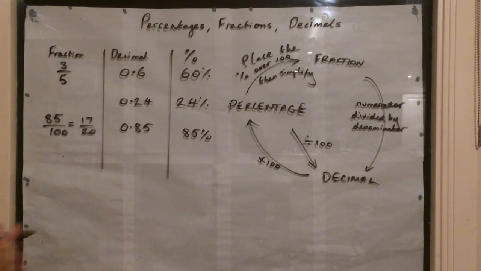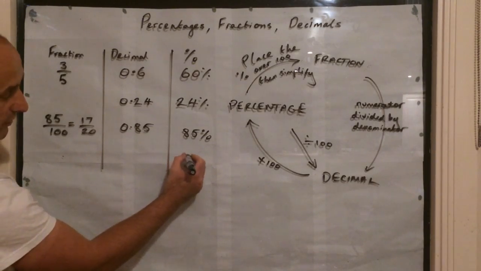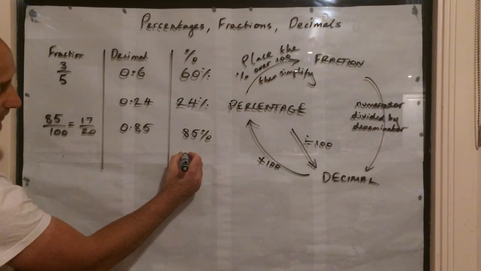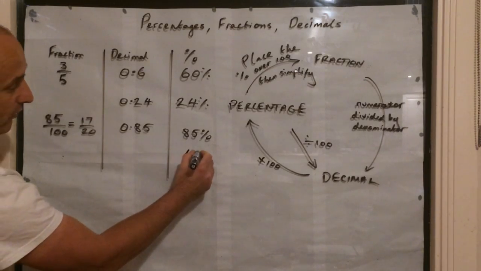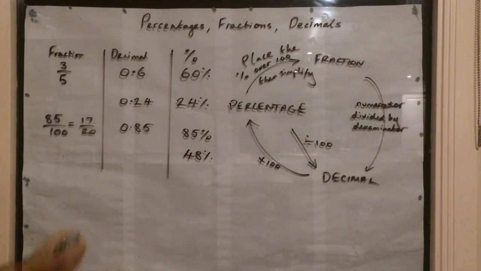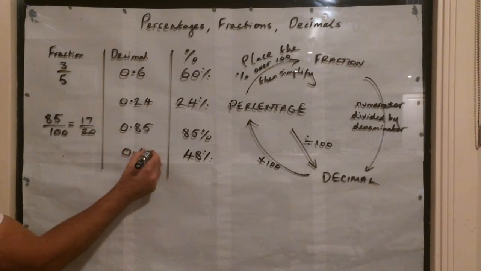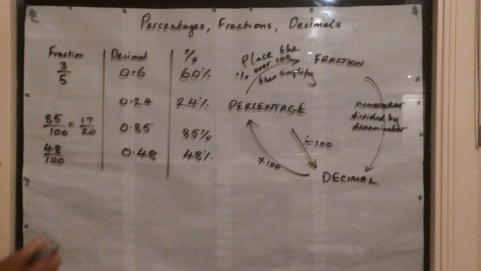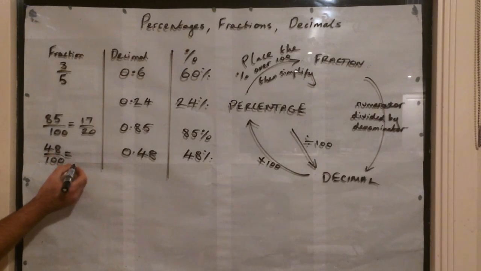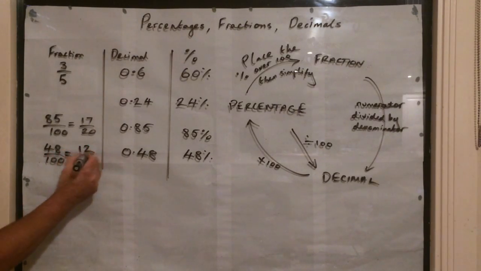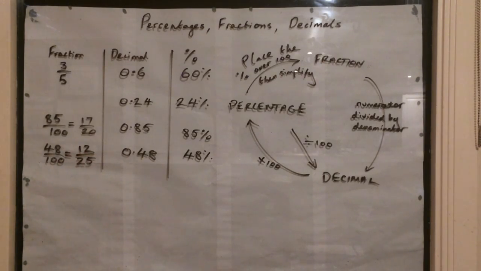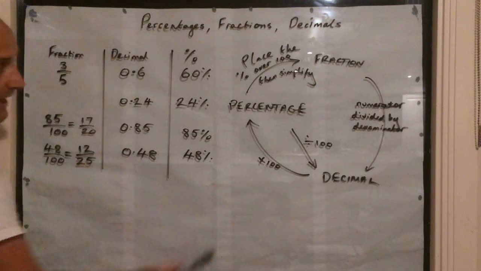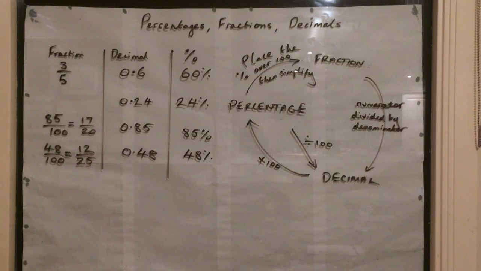I'll just do one more. Let's just say, for example, here's another percentage. So say, for example, we've got 48%. So that's going to be 0.48. And again, that's going to be 48 over 100. That's a good start. And then when we enter it as a fraction and press equals, that's going to give us 12/25.